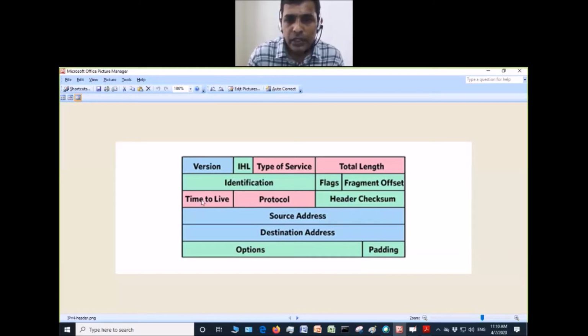Okay, so to compute HMAC, only the source IP address and destination IP address will be used, whereas time to live, header checksum and such fields will be made zeros.